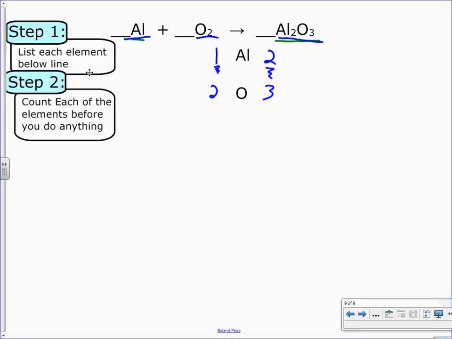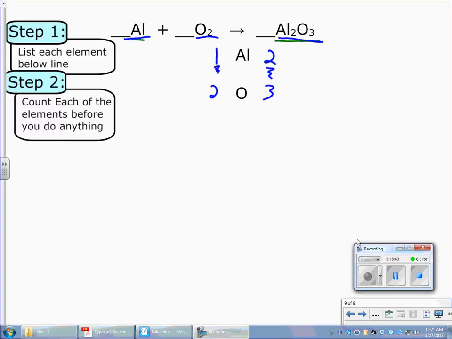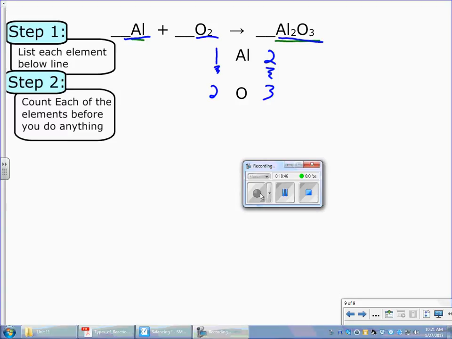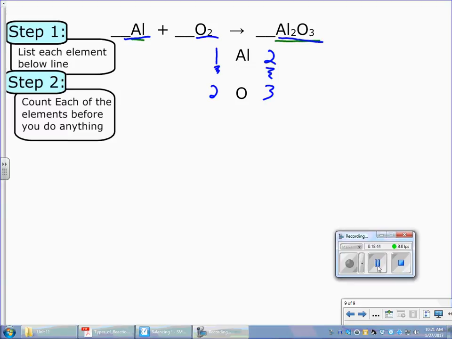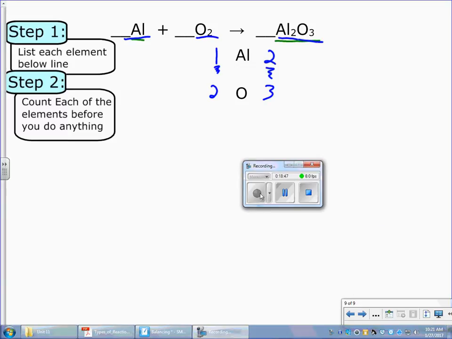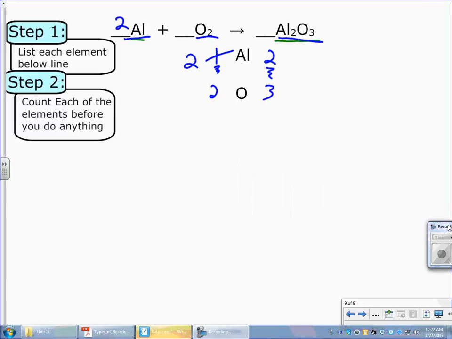So we have 1 aluminum, and there are 2 on the left. If you add a 2 in here, so let's add our 2, and we look at this now, the aluminums are balanced, but the oxygens are still unbalanced. So this one looks like it might be a little more complicated than some of the other ones. So we might have to attack these oxygens first.